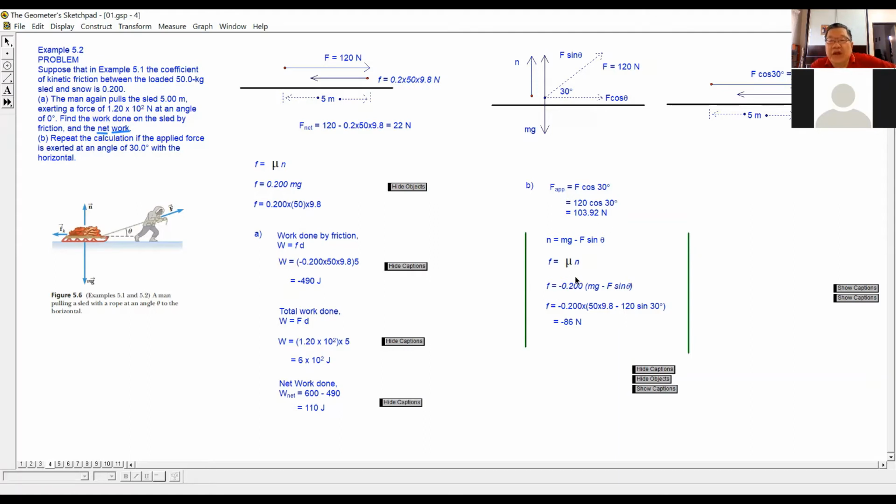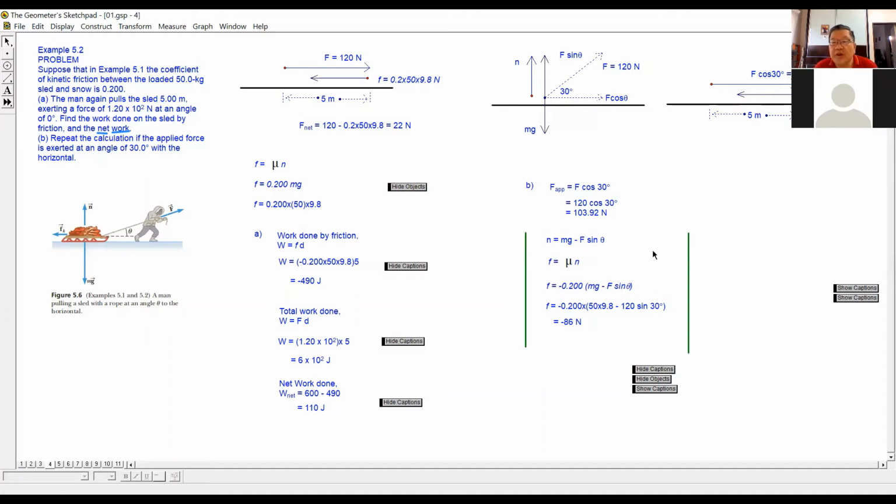Okay, so now we want to find the frictional force. The frictional force is mu times the normal reaction. What is the value of mu? 0.2. What is the normal reaction? mg minus F sine theta.